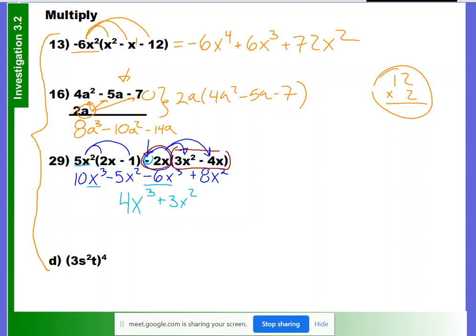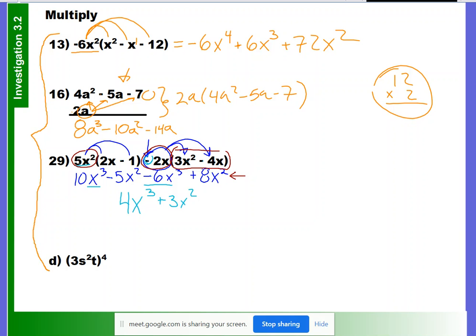Oh, okay. Thank you. No, that's a great question, and that's the same thing here. As soon as we distribute the 5x squared to everything in the binomial, that's when we can drop the parentheses, because the parentheses are there to show that the 5x squared is being multiplied by 2x and the negative 1. So that's why there's no parentheses in the second step, because we've taken care of them already. Does that help? Okay. All right.